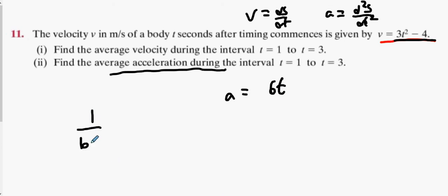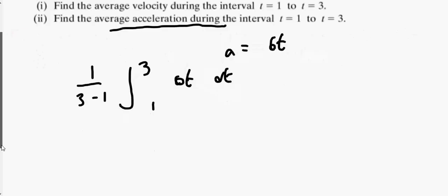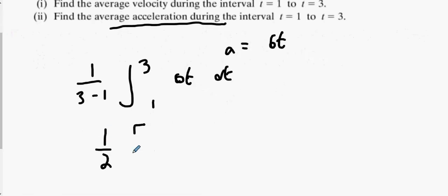So now, Alex, you're going to do the exact same thing again. 1 over b minus a, and you're going to integrate 6t dt. And as you said earlier, it's 1 to 3. So what we're going to get is a half. What happens when you integrate 6t? It turns into t squared, divided by the 2. Everybody happy with 3t squared? And that's from 1 to 3.